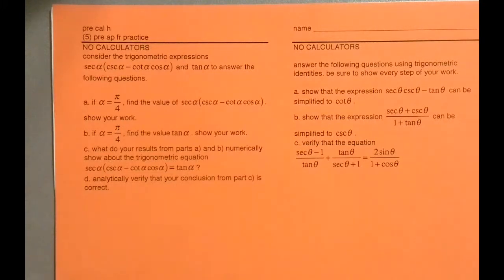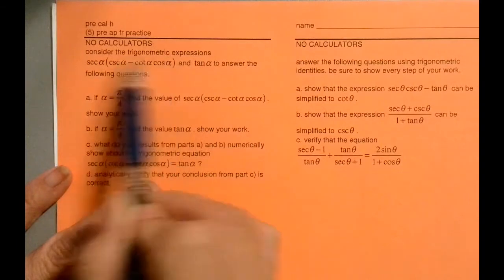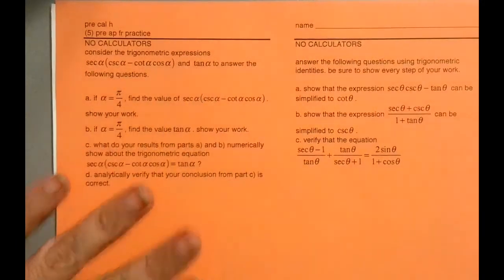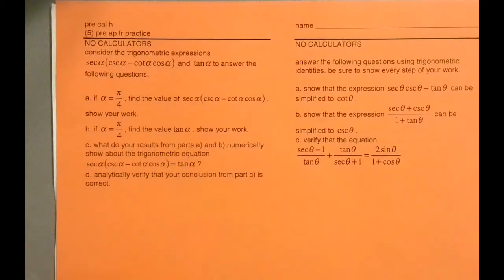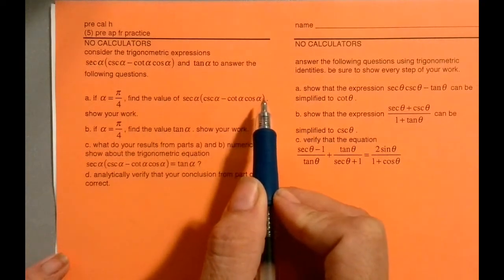Okay, today we're going to be going over the Chapter 5 Pre-AP Free Response Practice. So the first part of the prompt says that we have this trigonometric expression here and another one, and we're going to be using them to answer the following questions. Okay, so it says if alpha equals pi over 4, find the value of that expression and show your work.